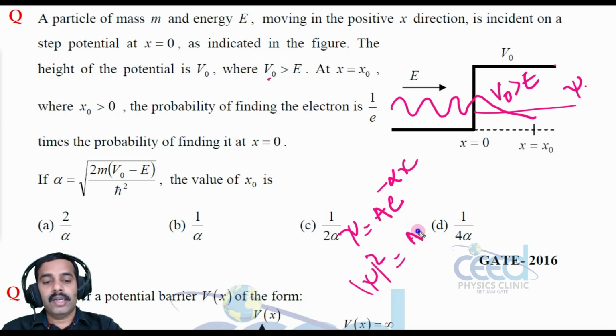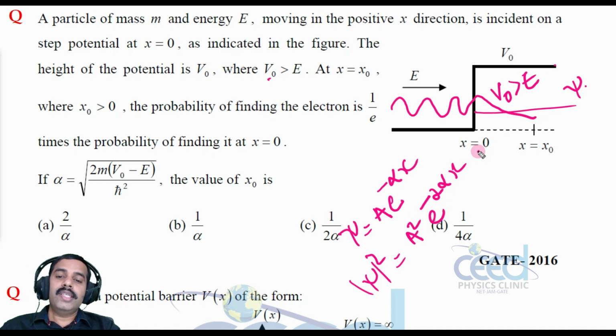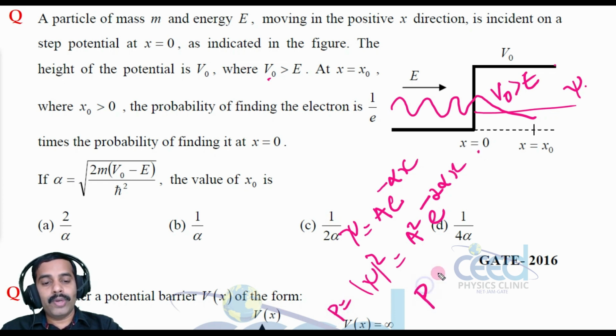That is a square, where a square is some other constant, times e raised to minus 2 alpha x. Now the question is, when does this probability become 1 by e times the probability of finding it at x equal to 0? The probability at x equal to 0 is a square, because at x equal to 0 the exponential part will be 1. Now this probability should become 1 by e times a square.